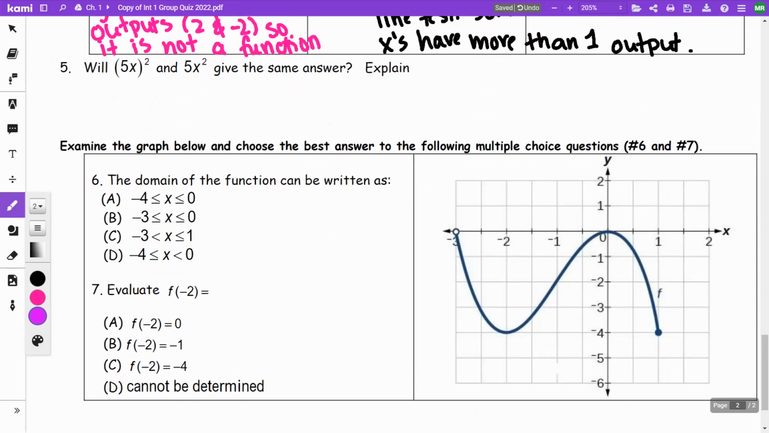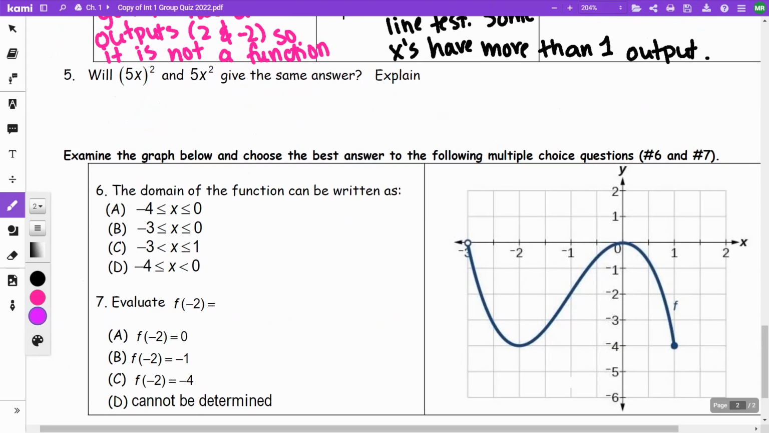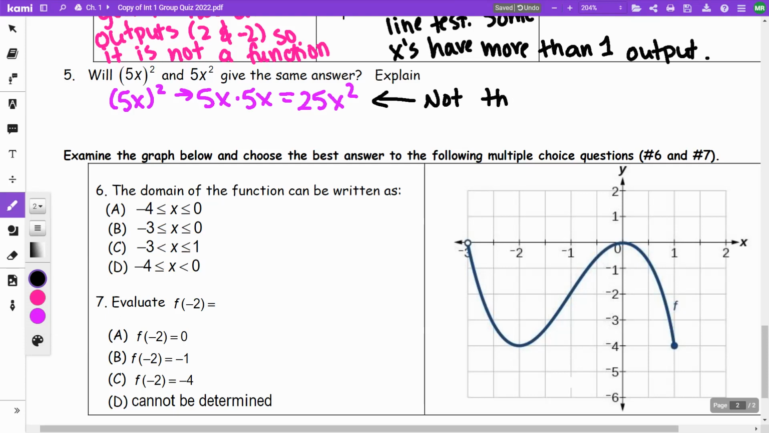Now on 5, they want us to explain if 5x squared and the quantity 5x squared are the same. So if I have the quantity 5x squared, that is a 5x times a 5x, which is going to be a 25x squared. And that is not the same as 5x squared.